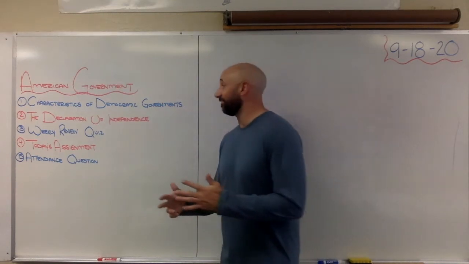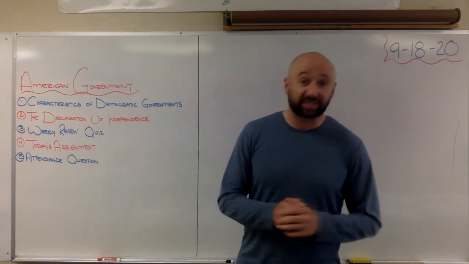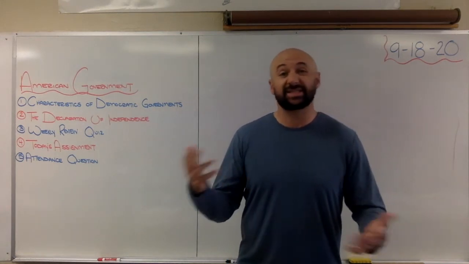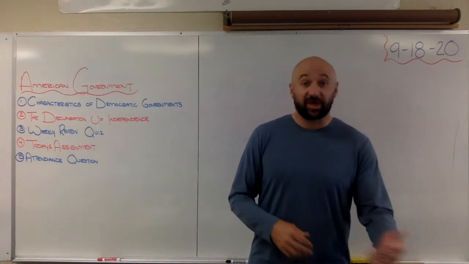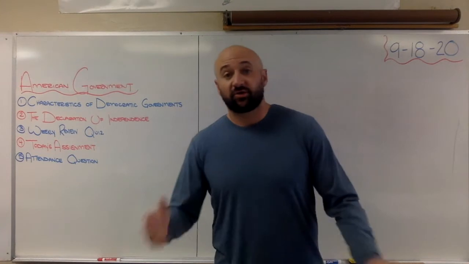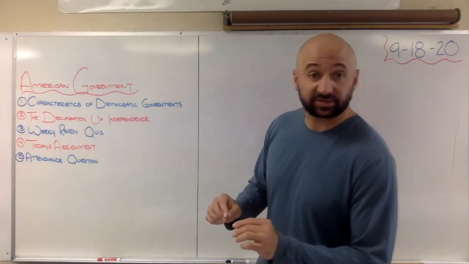Here's what we got. We are going to talk about some characteristics of democratic governments today. We've been talking about democracies left and right, how they compare with dictatorships, indirect democracies, direct democracies, republics, all those things. We're going to finish it up, put a nice little bow on democracies today.